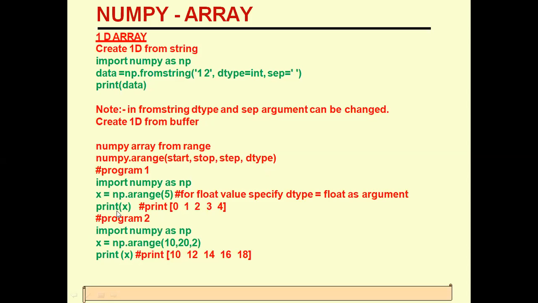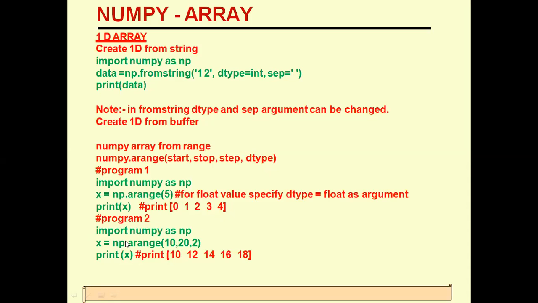So see, this is only integer. If you are not mentioning anything, it will display numeric values. Till 5, elements will be displayed: 0, 1, 2, 3, 4. The last element is 5 minus 1. Why? Because 5 elements are already there.